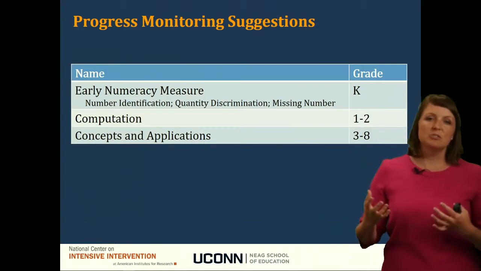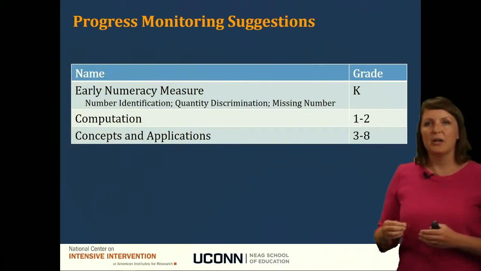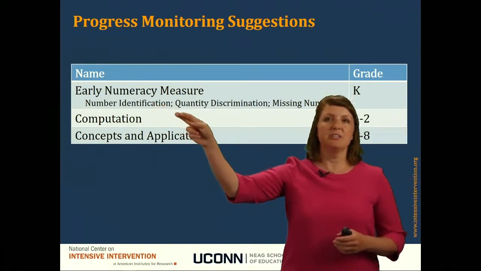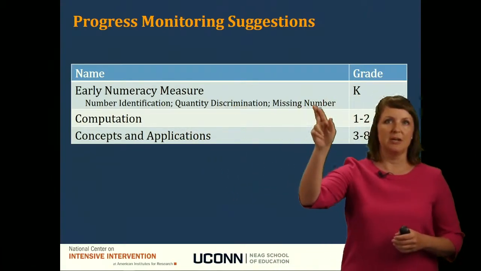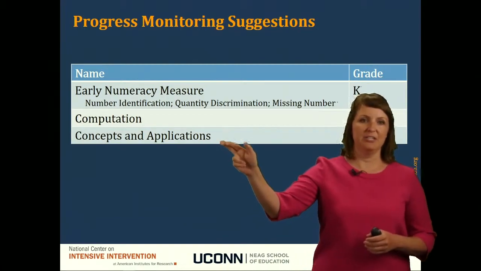So these are just some general recommendations, but we are going to focus on these five measures today. So we're going to talk about number identification, quantity discrimination, missing number, computation, and concepts and applications.